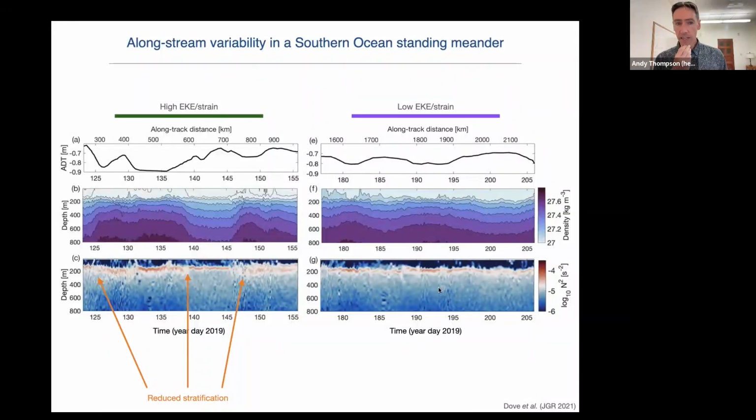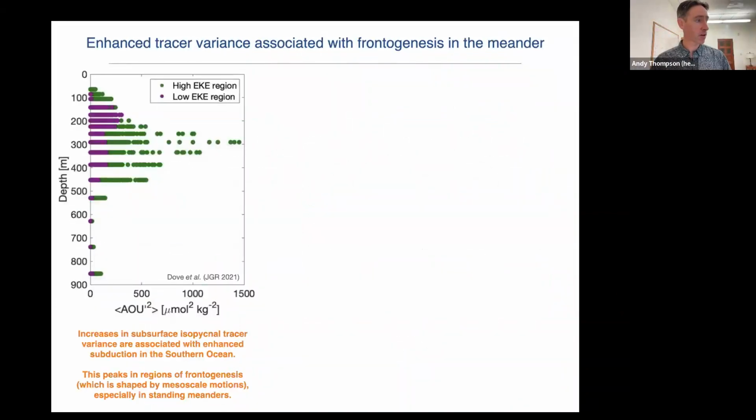Now, for this study, it's a fairly complicated data set, and we didn't actually calculate carbon fluxes. But what we did do is look at how variance in apparent oxygen utilization anomalies, or the AOU variance, on different density surfaces, which again here are mapped to depth, varies between the high EKE and low EKE regions. And again, you see the same sort of picture, where in the high eddy kinetic energy region you have much higher variance, not just near the surface, but down to depths of at least 600 meters.